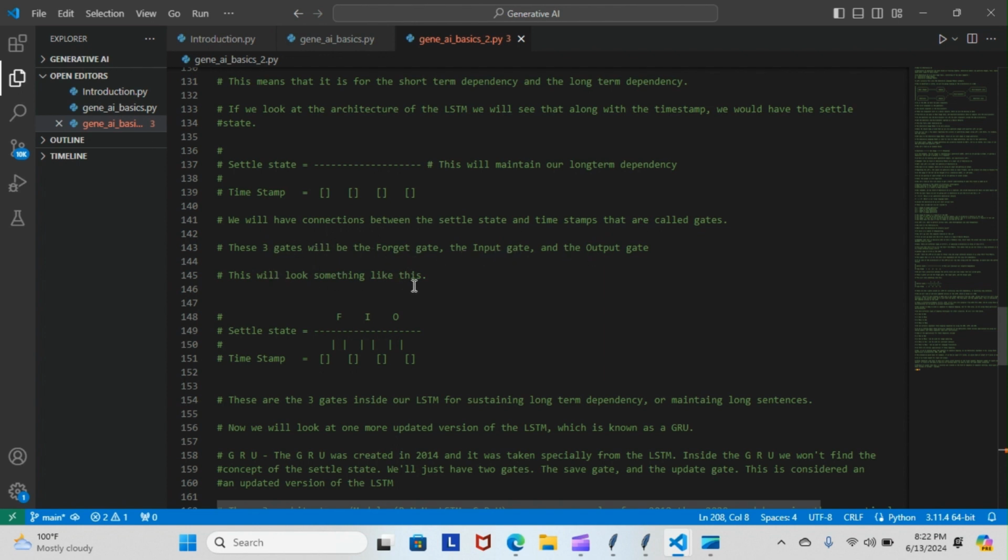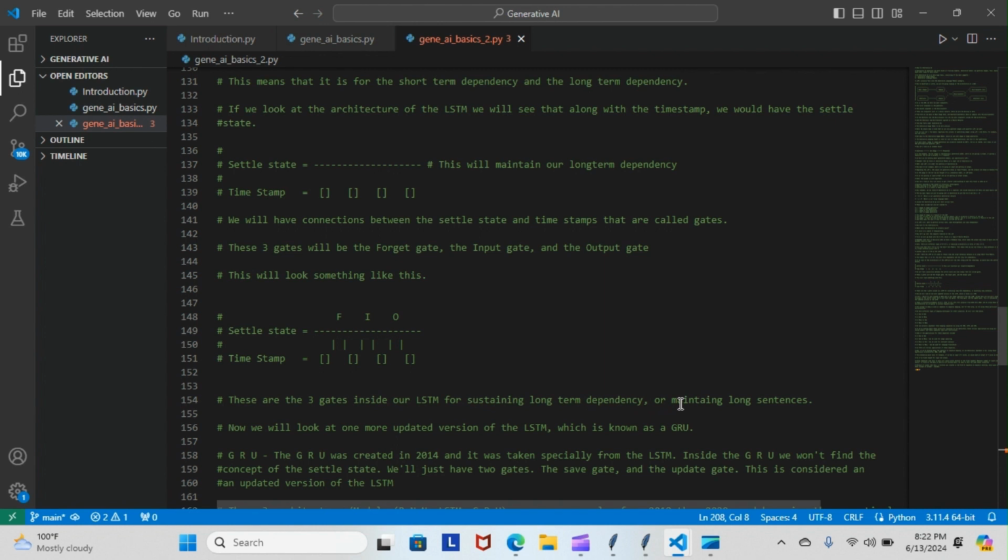This will look something like this. So we have our cell state, we have our timestamp, and then they're connected by these gates here. We have our forget gate right here, we have our input gate here, and then we have our output gate here. These are the three gates inside our LSTM for sustaining long-term dependency or maintaining long sentences.